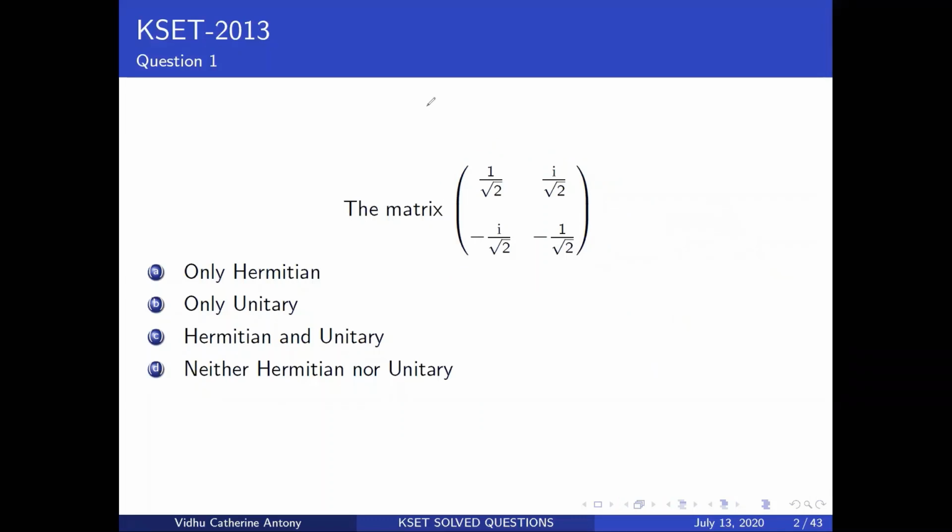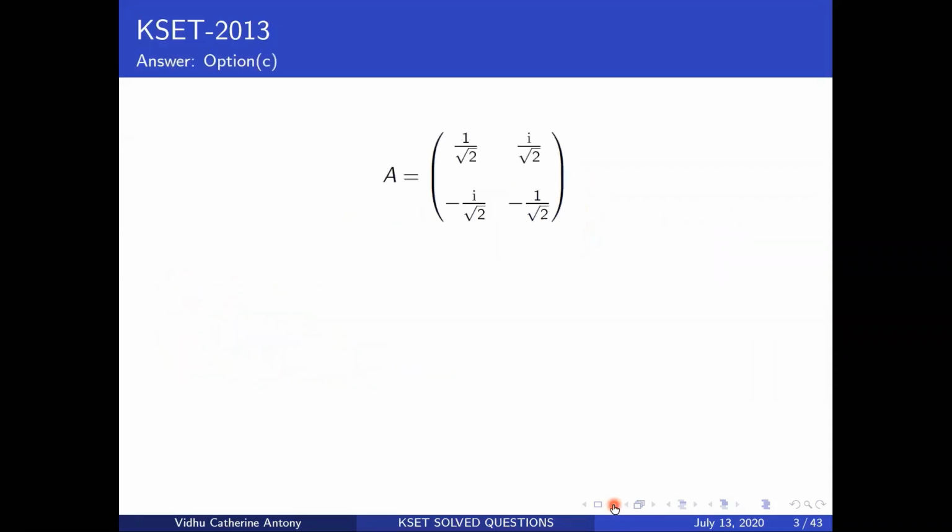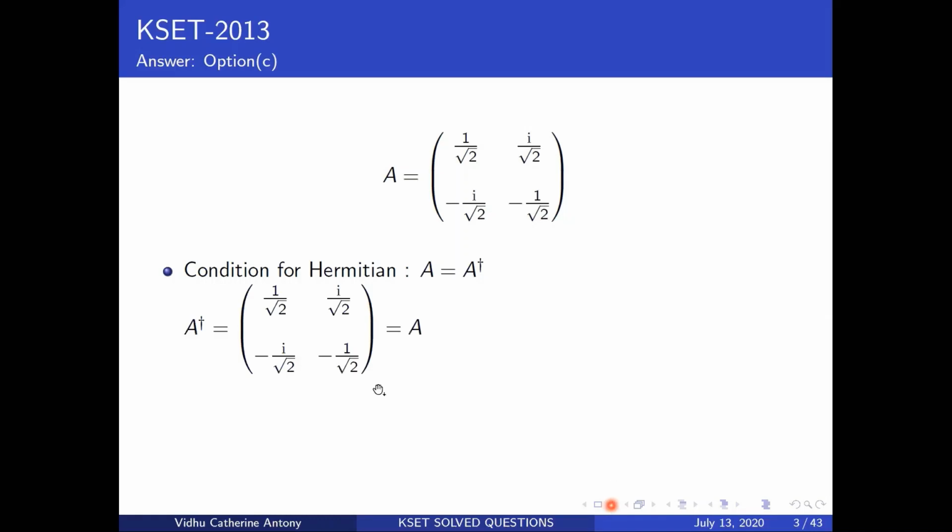Okay, so I'll move on to the next slide. You have a matrix A. You look at the condition for Hermitian: A is equal to A dagger. Your first row is the first column. You'll have to put a minus sign here because you need to take the complex conjugate transpose. First you take the transpose and then you take the conjugate of that. So first row is first column, second row is second column, and the minus signs change. So what you see is A is equal to A dagger here.